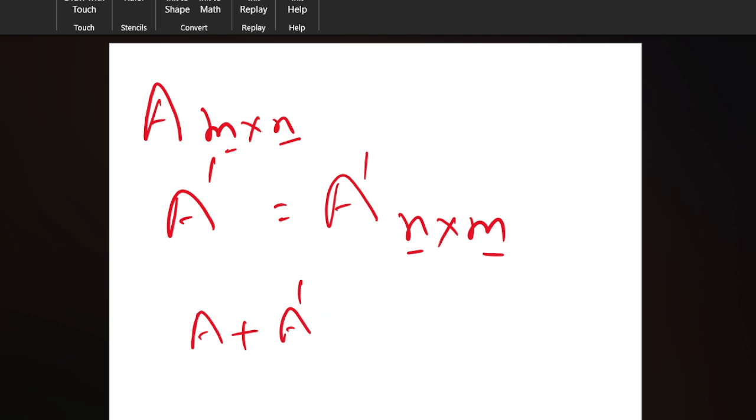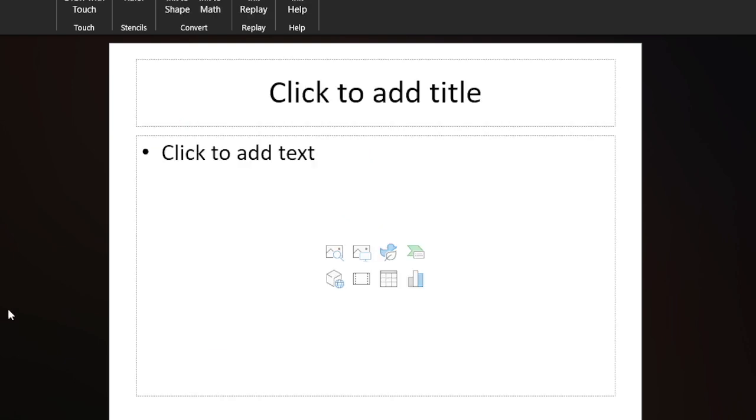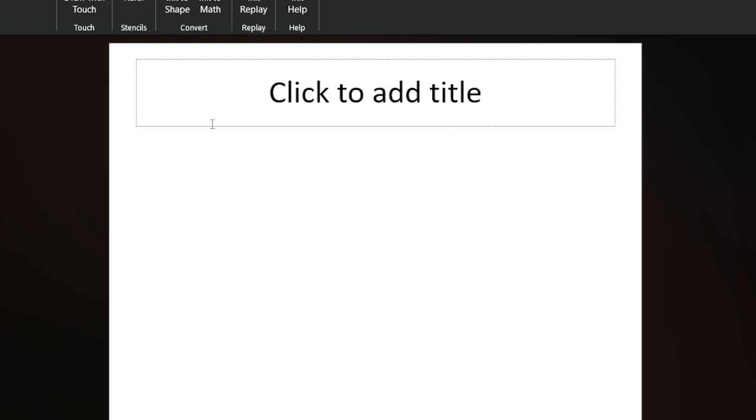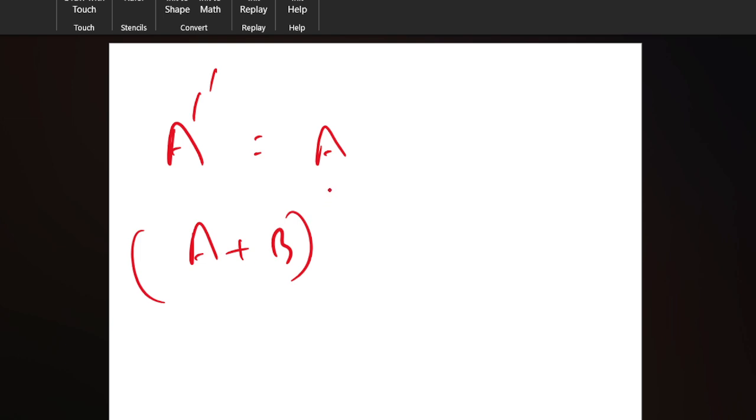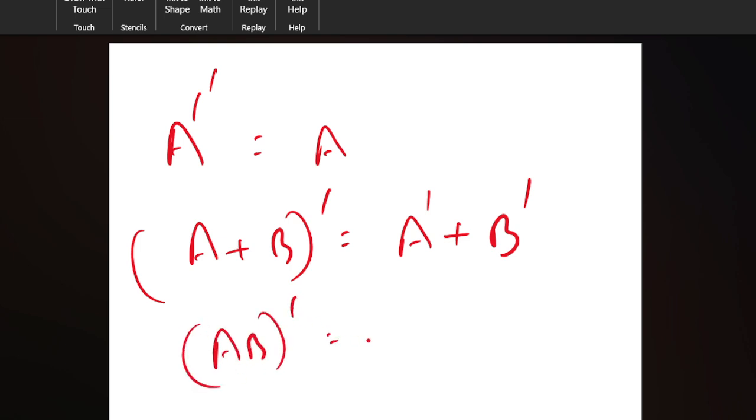Here some properties we have to recall for transpose of matrices. A dash dash equals A. A plus B transpose equals A transpose plus B transpose. A into B transpose equals B transpose into A transpose. So some properties we can use in finding.